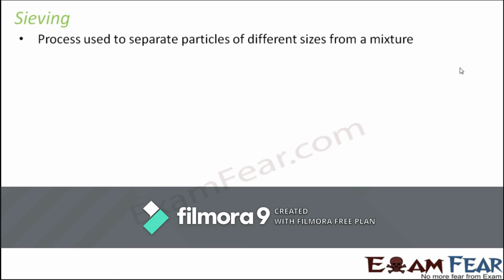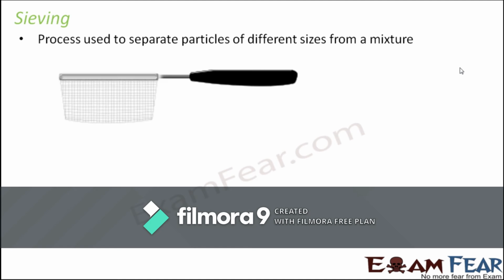Now the word sieving is derived from sieve. Do you know what a sieve is? A sieve looks somewhat like this, a net-like structure where you have tiny pores. You have steel sieves, you have sieves made of plastic, so there are many different types of sieves available. But the normal concept is that they have tiny pores, and these tiny pores will allow certain particles and not allow certain particles.